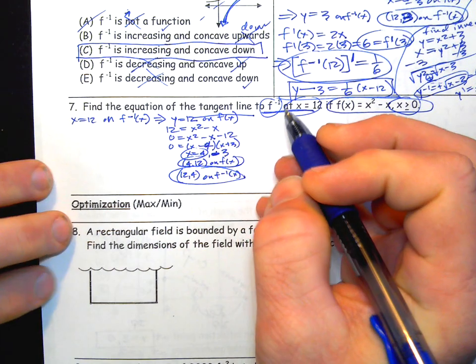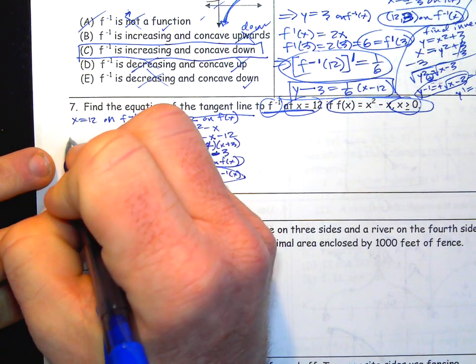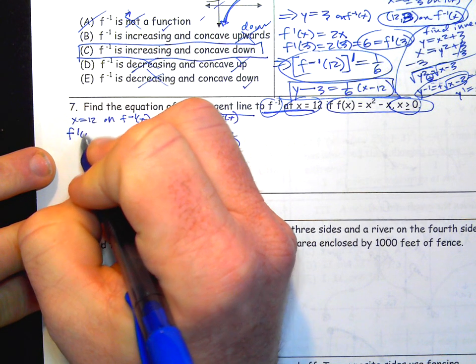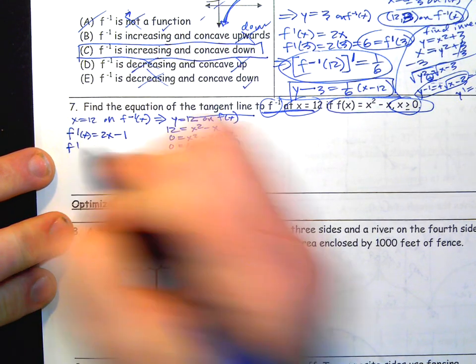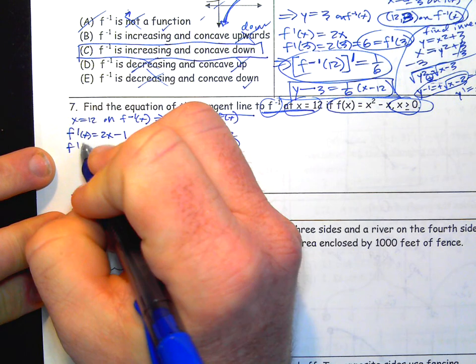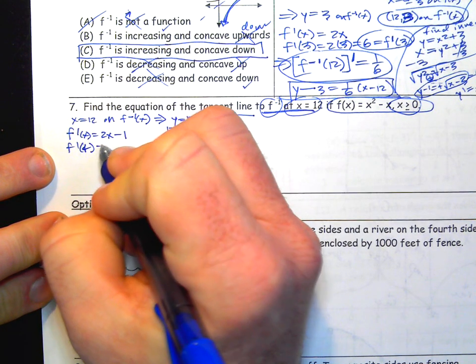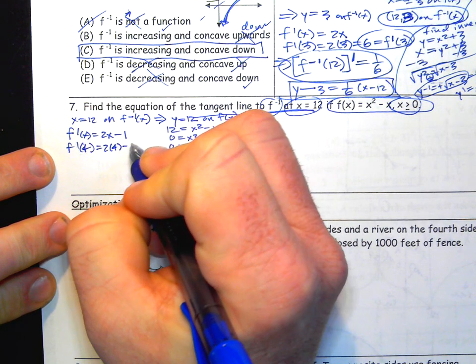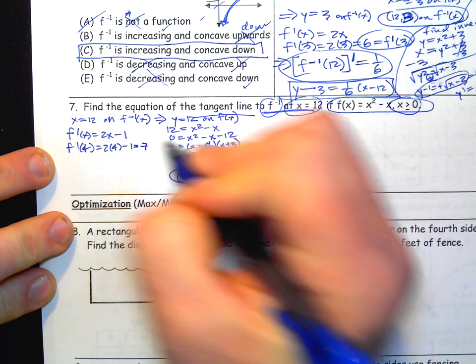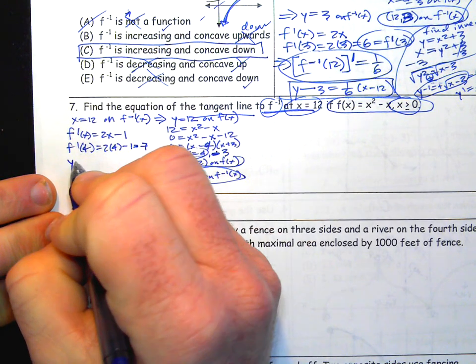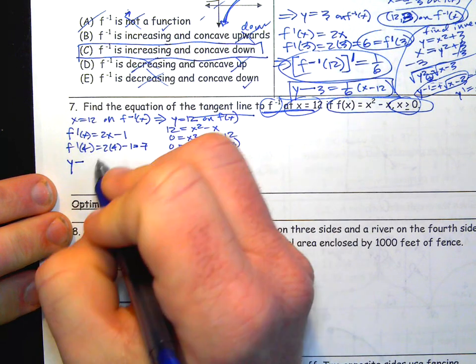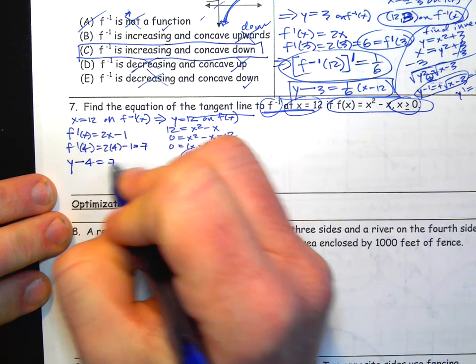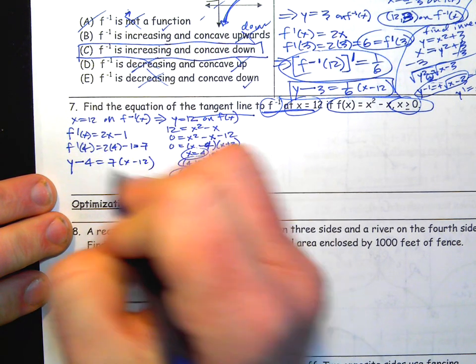So what we're going to do is take the derivative of the original function, because it's super easy and we already have the function. We're going to plug 4 into it, not 12, 4 into it. And that's our slope. So now we can write the equation of the tangent line to the inverse, using the point on the inverse: y minus 4 equals 7 times (x minus 12). Done.